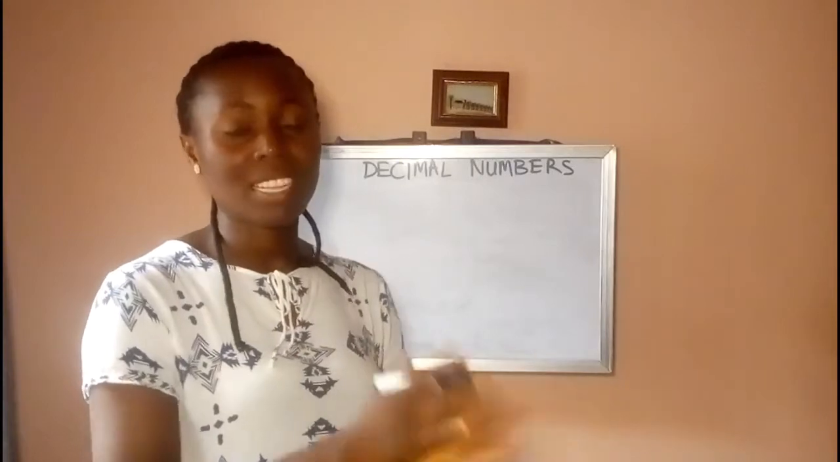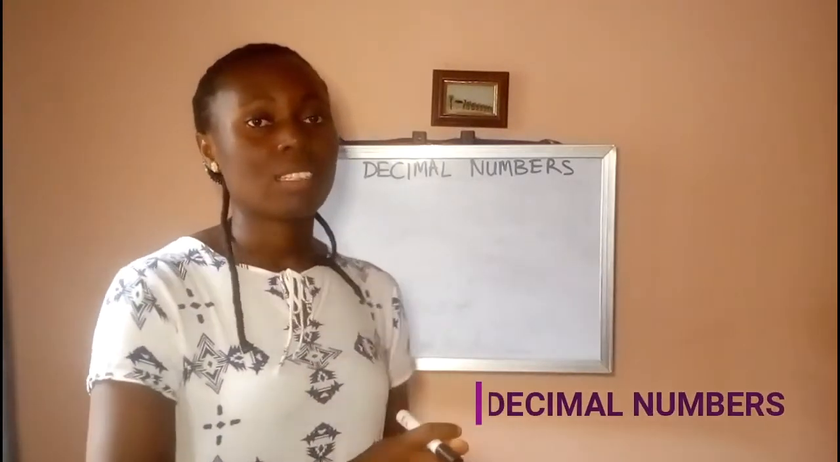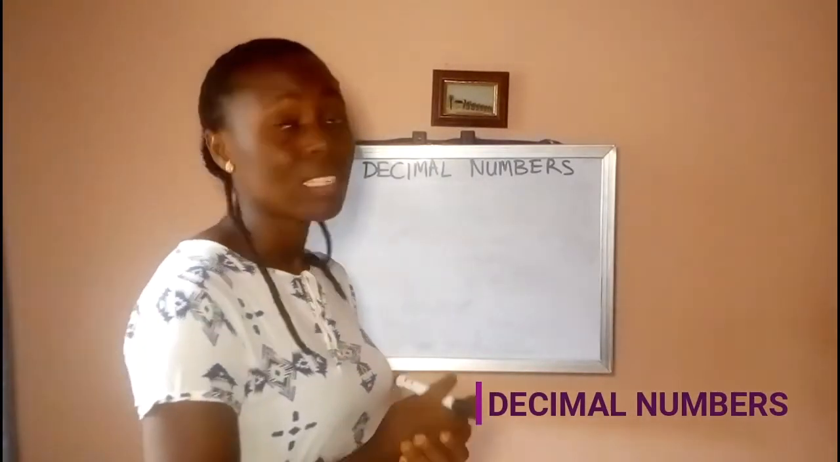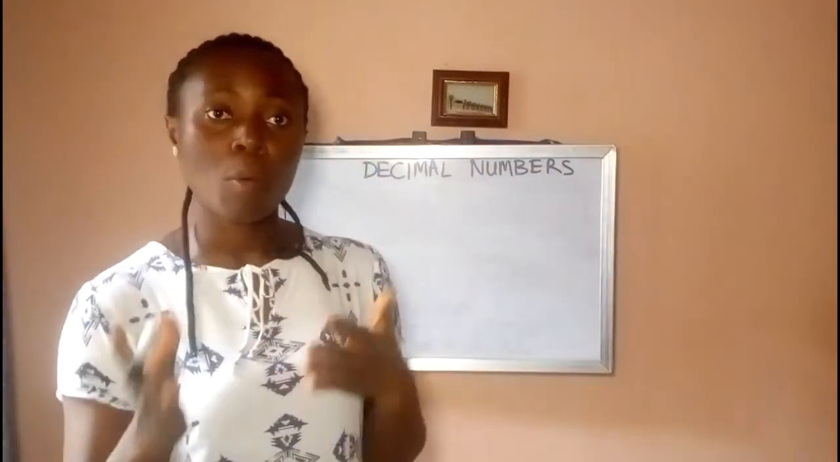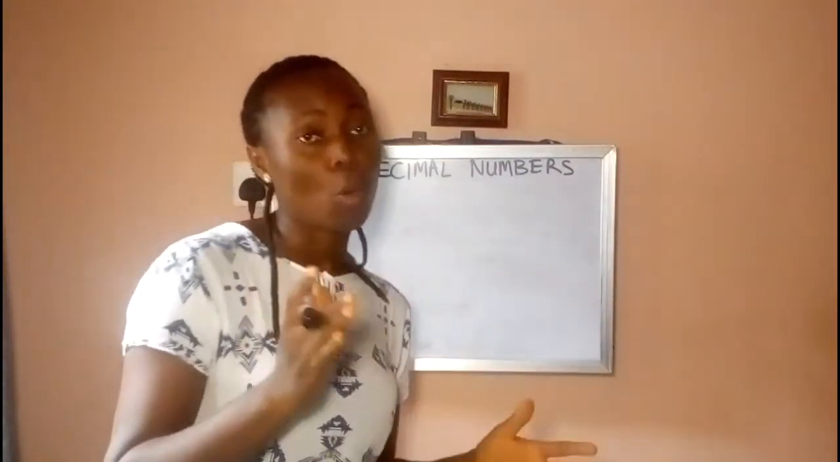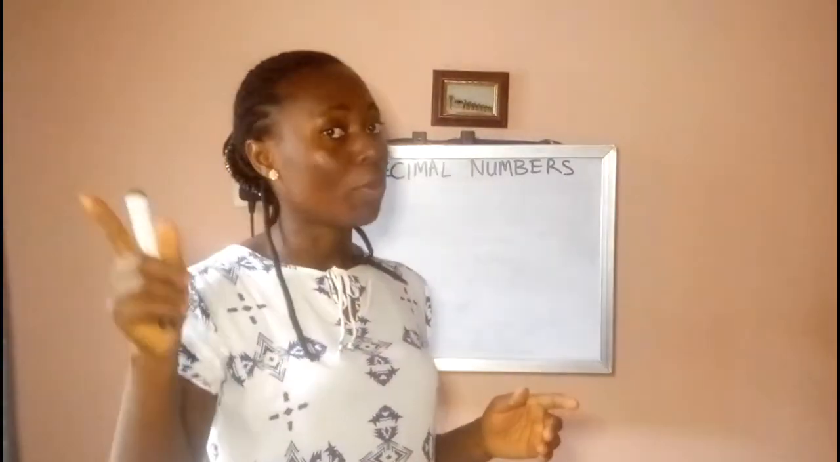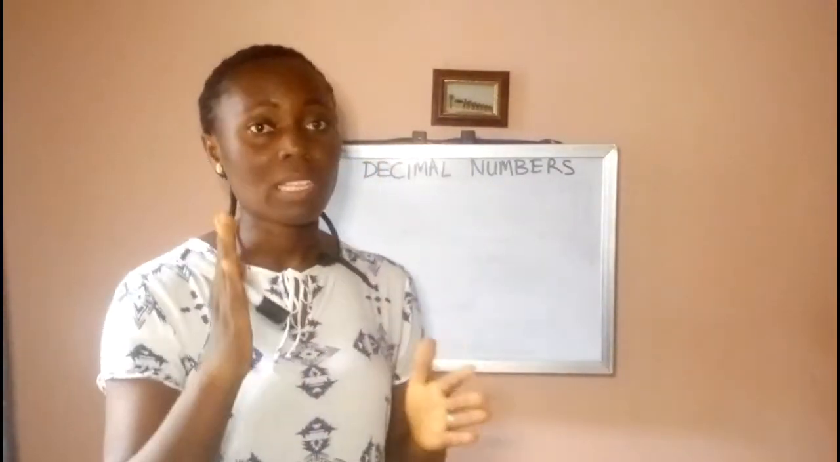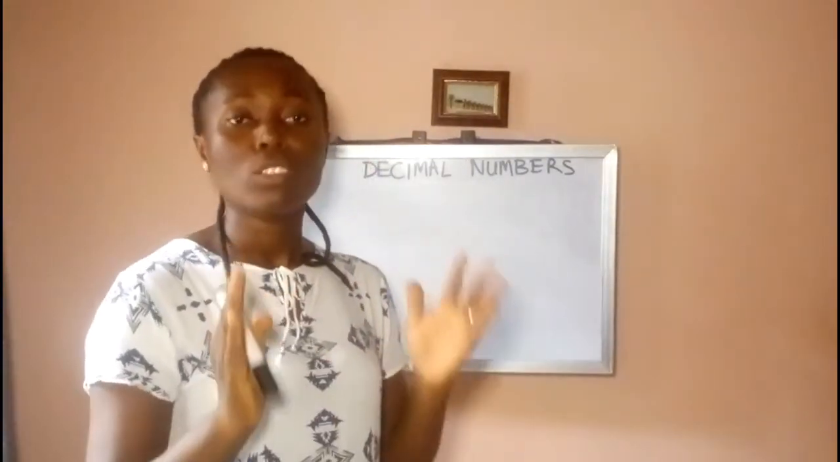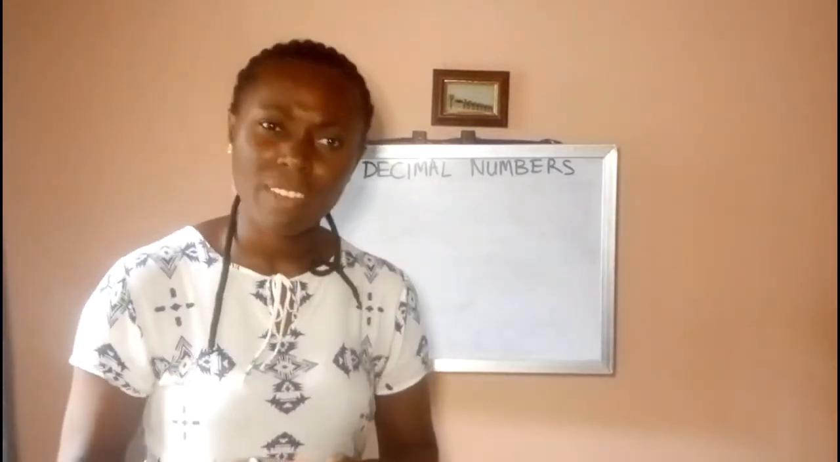Today we'll be talking about decimal numbers and what they mean. Now a decimal number is simply a number between two whole numbers. Remember, we talked about whole numbers earlier on. A decimal number is simply a number between two whole numbers. Now, how do you identify a decimal number?